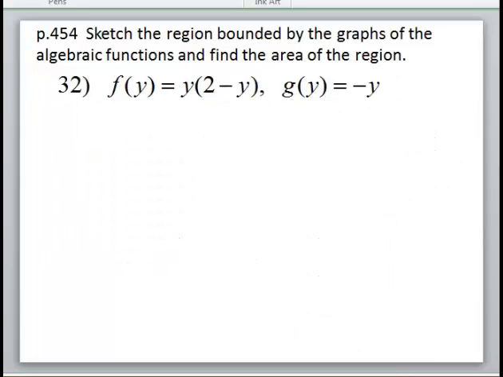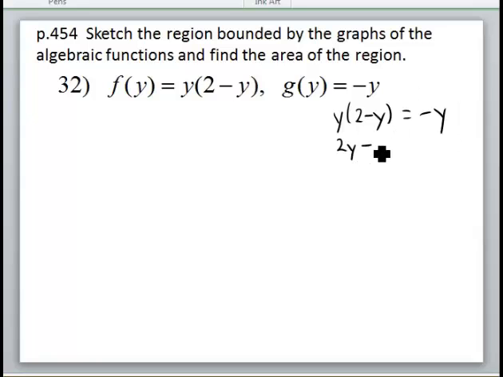Last example for this section is in terms of y. So this is a dy. First thing I want to do is figure out where they intersect. And remember, everything's in terms of y, so we have to change up our thinking just a little bit.